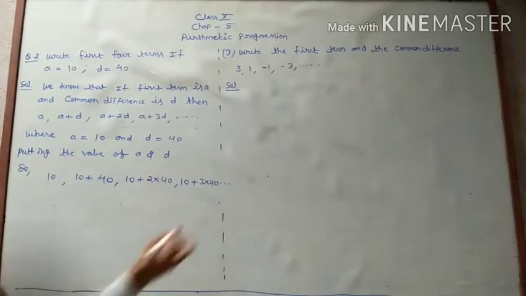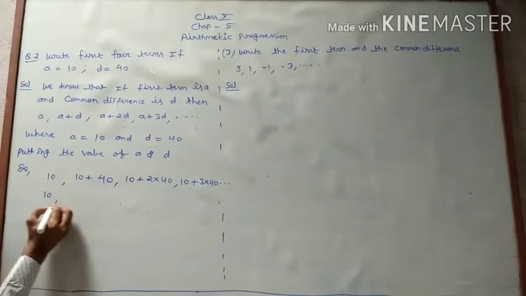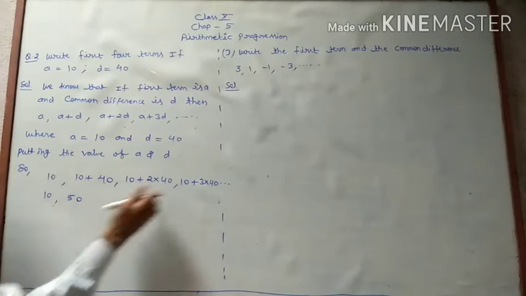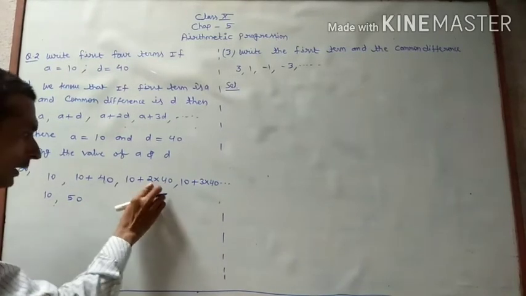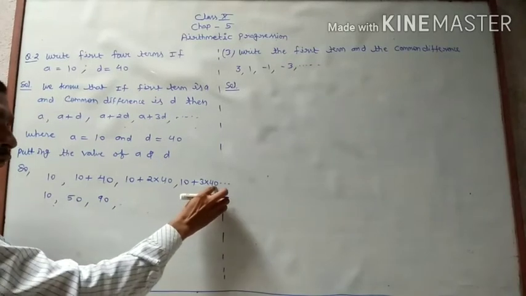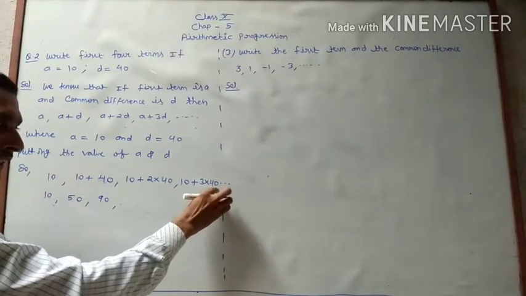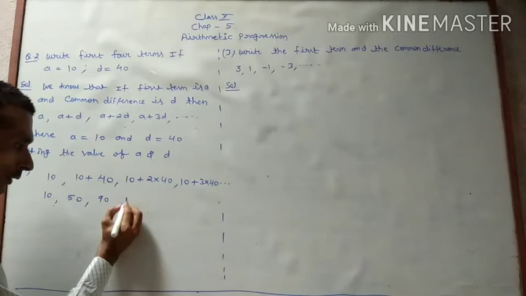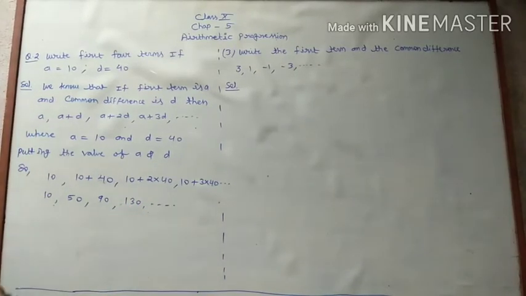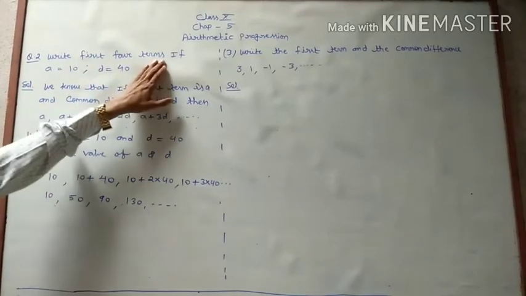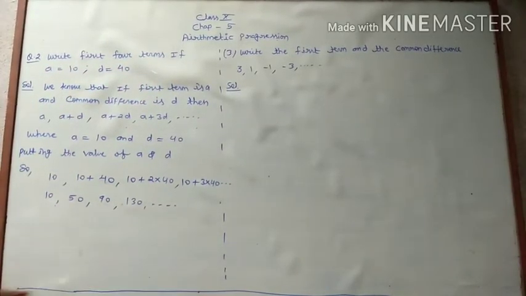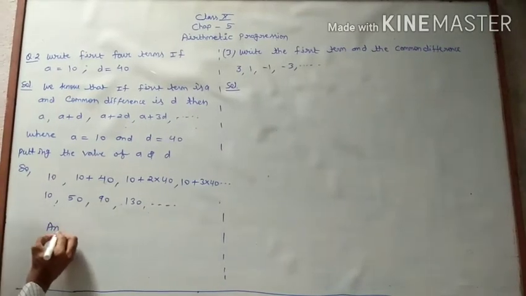Okay friends, and you will get 10 as it is. 10 plus 40 is 50, and 2 into 40 is 80, 80 plus 10 is 90, and 3 into 40 is 120, 120 plus 10 is 130. So here you can see, this is the required number. Here it is, write the first four terms. You have to write 10, 50, 90 and 130. So this is the answer of the question.